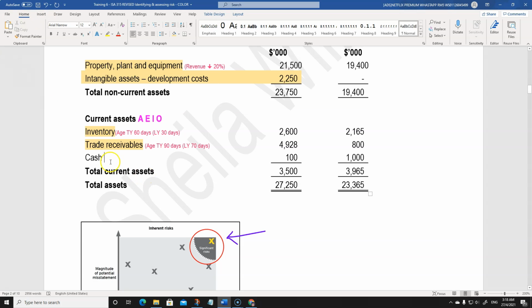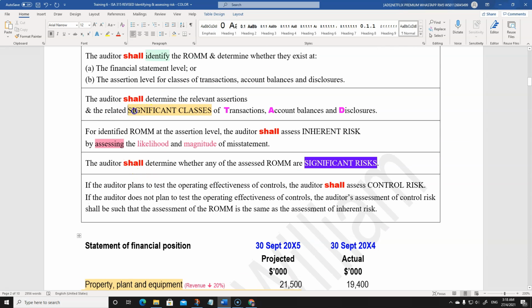Or another reason why this item might be a risky item, it might be considered to be a significant class of account balance if that cash was held overseas and let's say there has been a significant fluctuation in the foreign currency rate. And therefore, there's a possibility that that figure could be materially misstated. So let's go back up here. So significant classes of transaction, account balance, and disclosures simply means the financial statement items that might be misstated. Okay, nothing mysterious about it. The only thing is that in the revised ACCA 315, they've introduced a new term. That's all. No big deal. All right, let's move on.